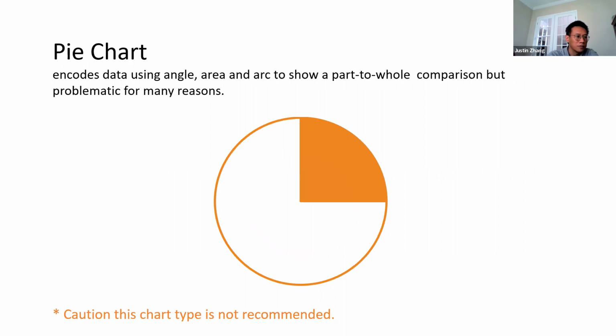The pie chart. A pie chart uses angle, arc, and area to show comparisons. We know this is also one of the most commonly used chart types, but pie charts are also problematic because it's difficult to make precise quantitative comparisons using angle, arcs, and areas.